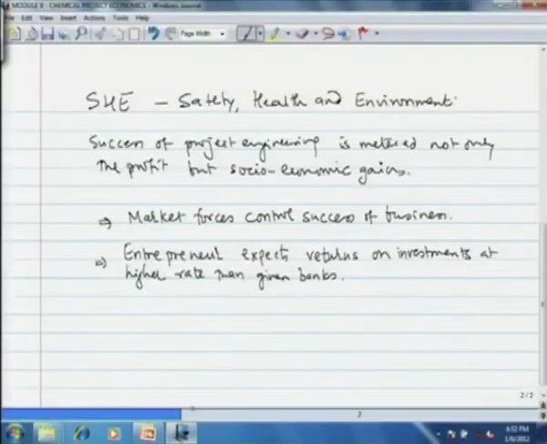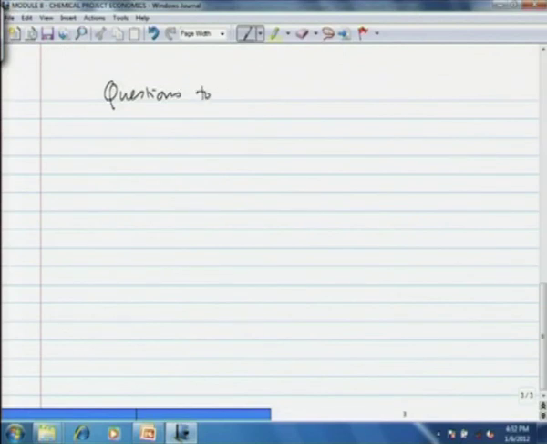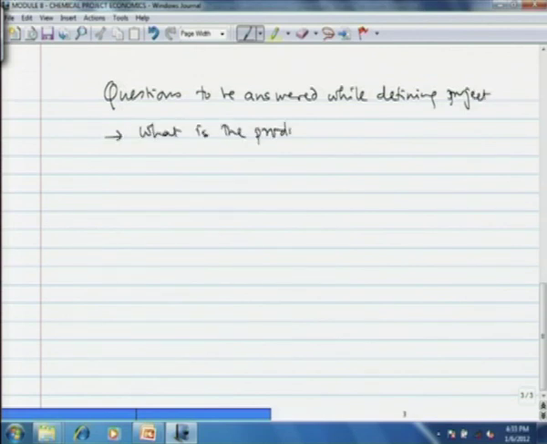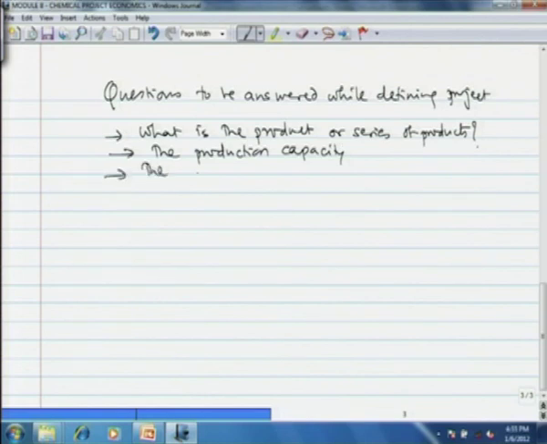The third question is how to produce. Okay. So, these are the questions we note before we go ahead, questions to be answered while defining a project. The first two questions that we just discussed: what is the product or series of products, and second, the production capacity. The third question, the production technology, how to produce.